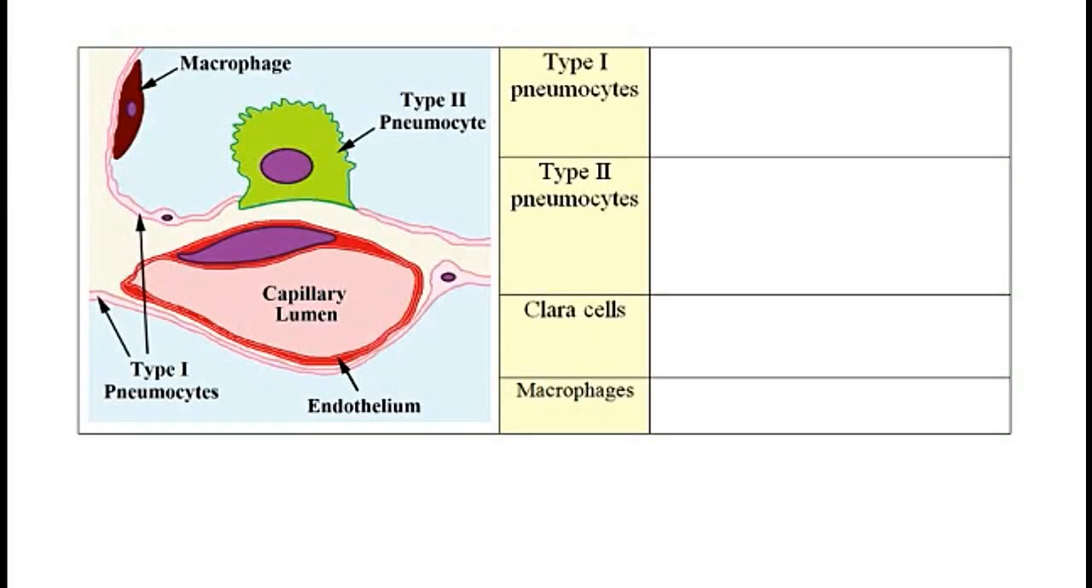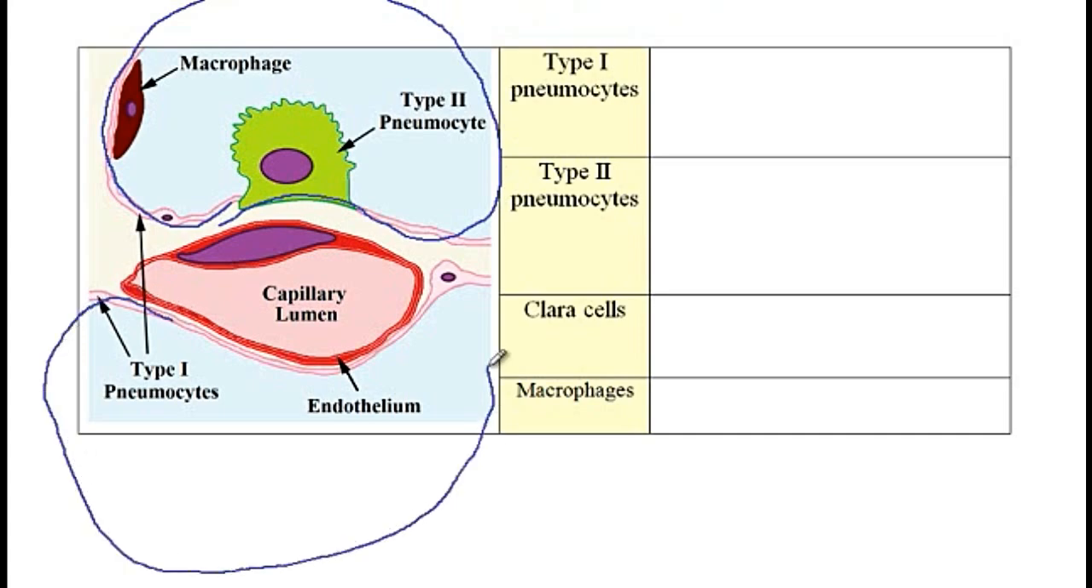In this video, I will cover the histology of the lungs, and here we have a close-up image of alveolar sacs. So here we have one alveolar sac, and then here we have another alveolar sac. And then in between we have the capillary, which is involved in gas exchange.